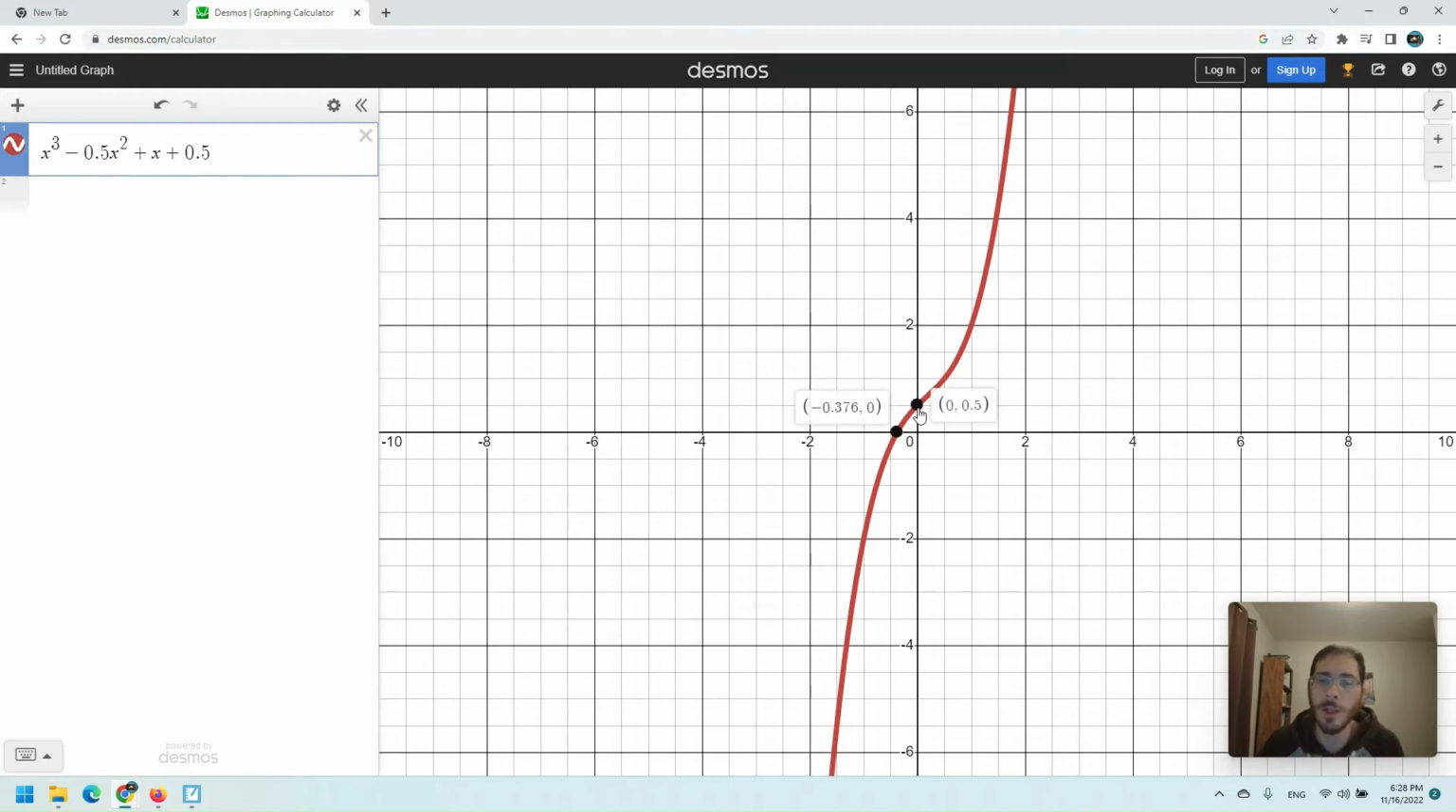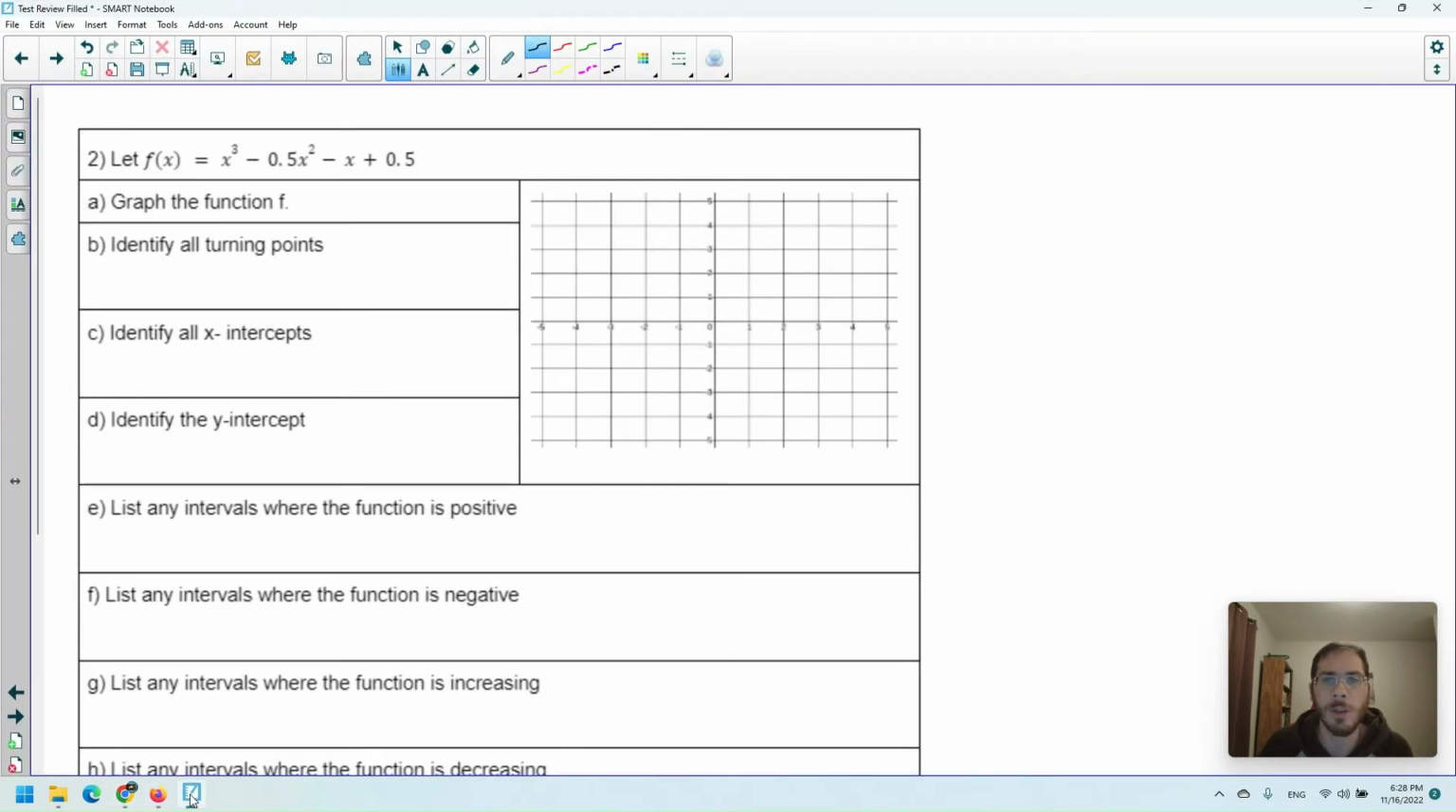We don't have too many key points, but the 2 key points are negative 0.376, 0 and 0, 1/2. So let's go ahead and plop those on. We've got one point here, and then another point here. And we can tell from the end behavior that we should be going up on one end, and then going down on the other. So that's our graph. So we've graphed the function f.